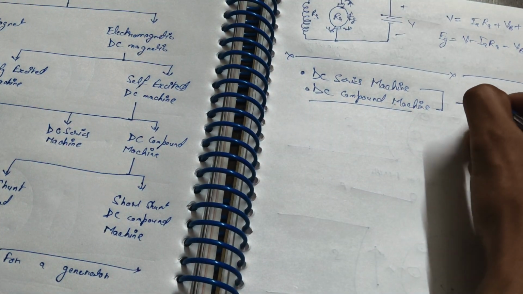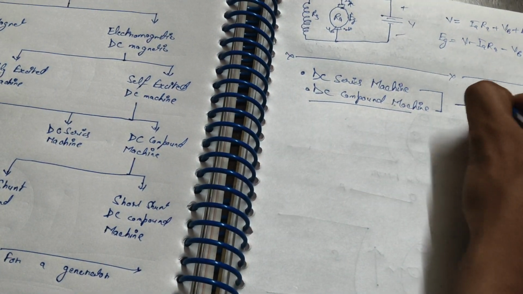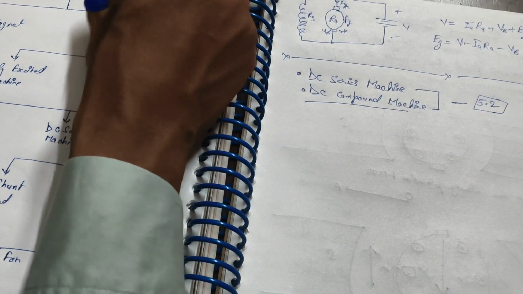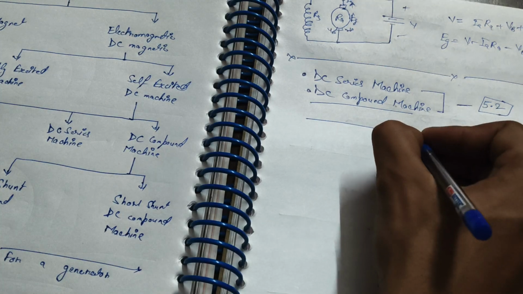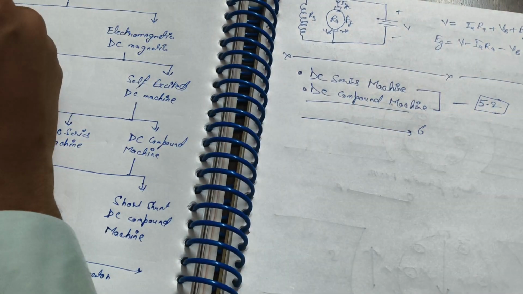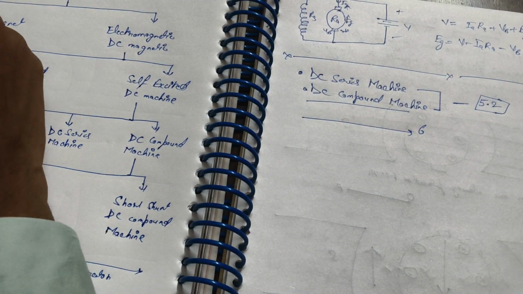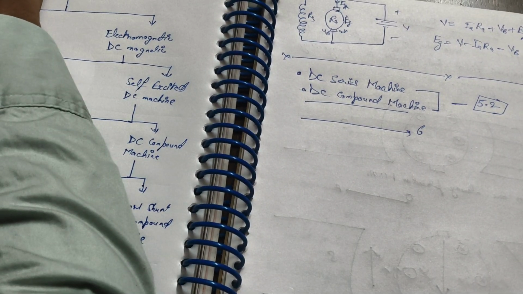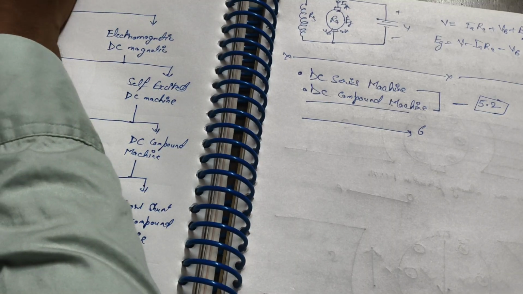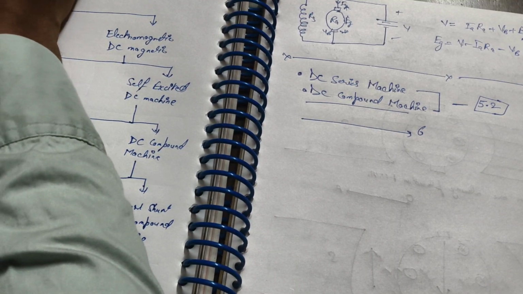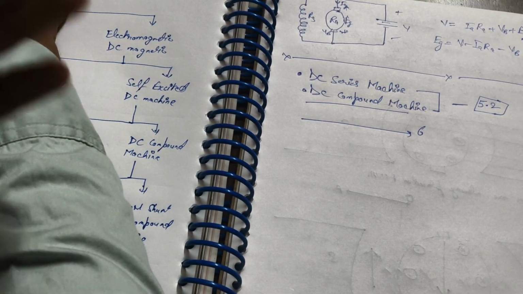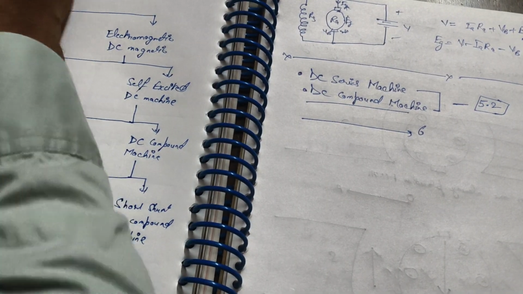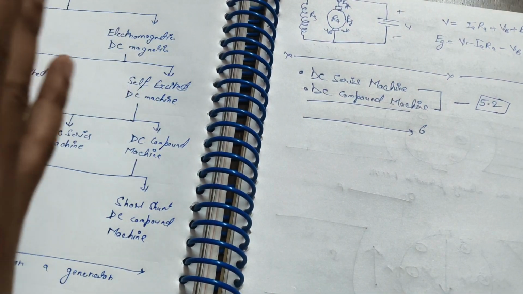Today is our lecture 5.1, and the next will be 5.2. For the 6th lecture we will try some numerical portion, in which we will discuss some numericals regarding these equations. We will discuss the EMF equation. We will do numericals on the EMF equation and DC machines.